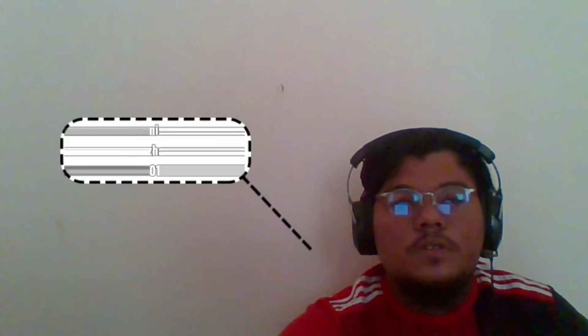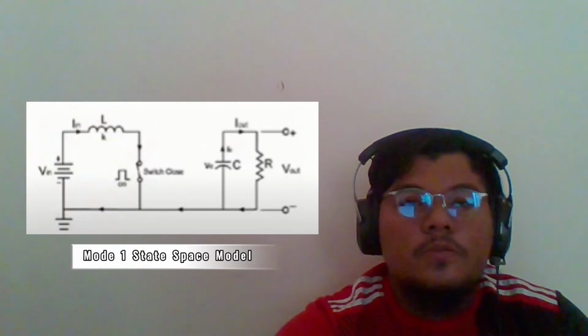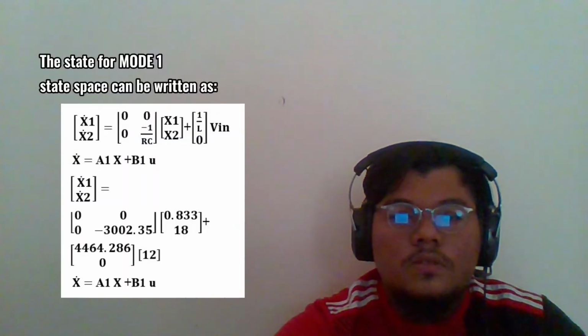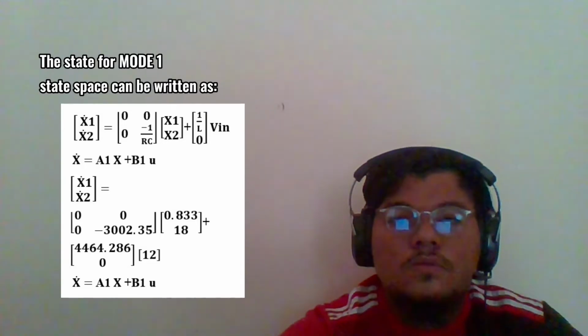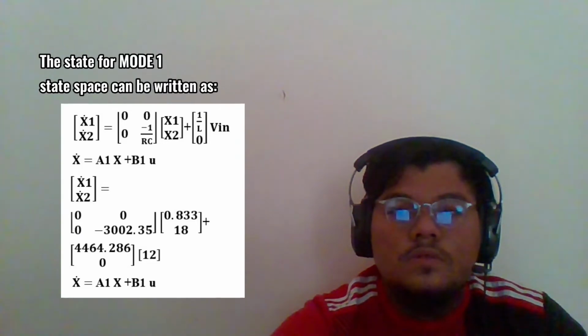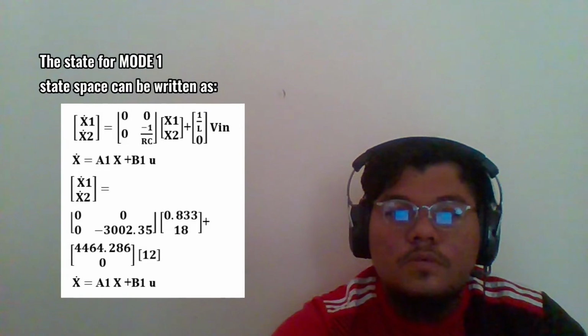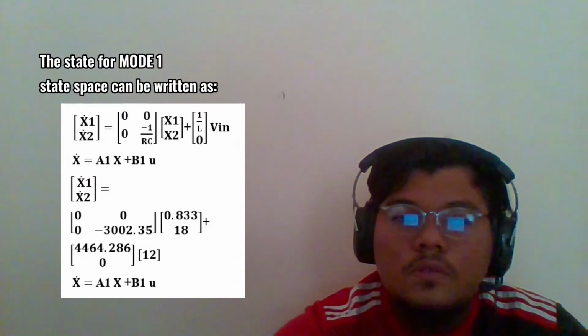My name is Muhammad Danish Aqrabin Azhar. Today I will present to you about the mode 1 and mode 2 state space models. This is the circuit diagram for the mode 1 condition. The state space for mode 1 can be written as x1 dot, x2 dot equal to [0, 0; 0, negative 1 over RC] times [x1, x2] plus [1 over L, 0] times Vin.